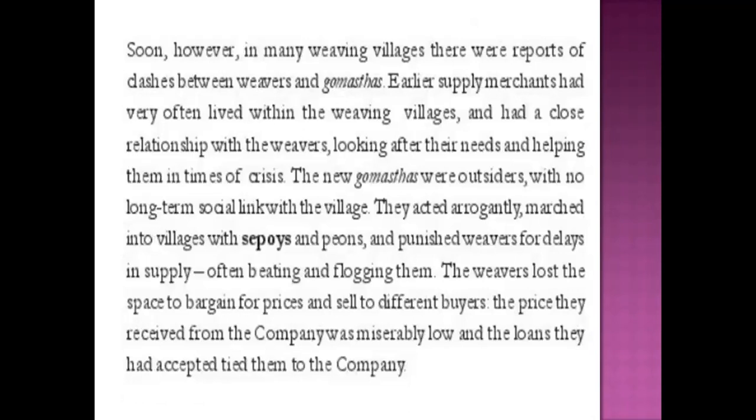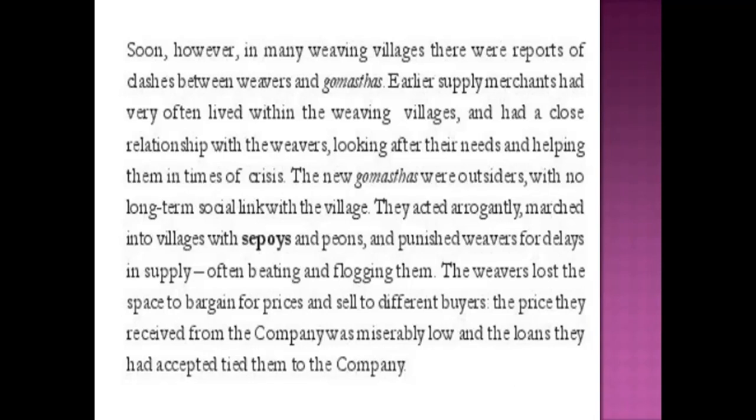Soon, however, in many weaving villages there were reports of clashes with the Gomastha. Sometimes they would not give money on time, or the raw material was not proper, and this kind of argument and fighting was always common. Earlier, the supply merchant had very often lived within the weaving villages and had a close relationship with the weavers, looking after their needs and taking care of each other at times of problem or crisis. But the new Gomastha was controlling them so much that all the links were broken.